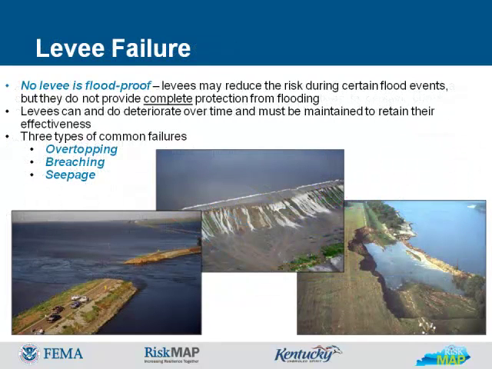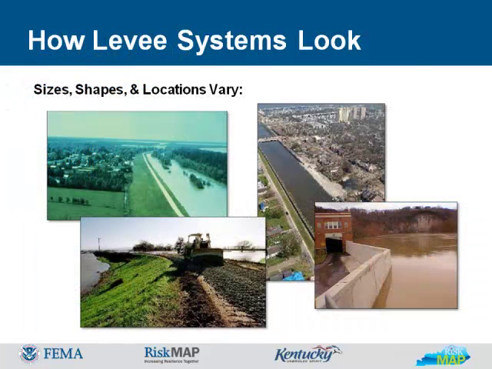No levee is flood-proof. Levees may reduce the risk during certain flood events, but they do not provide complete protection from flooding. Levees can and do deteriorate over time and must be maintained to retain their effectiveness. There are three types of common failures: overtopping, breaching, and seepage. As you can see in these photos, levee systems look different because they're built and designed differently based on how they are being used, site constraints, material availability, and other factors.